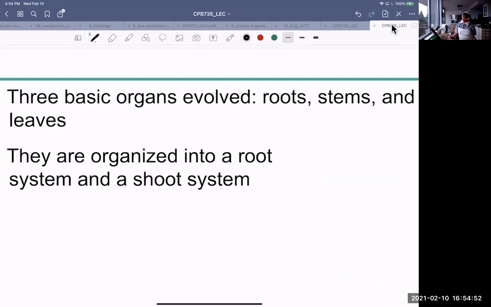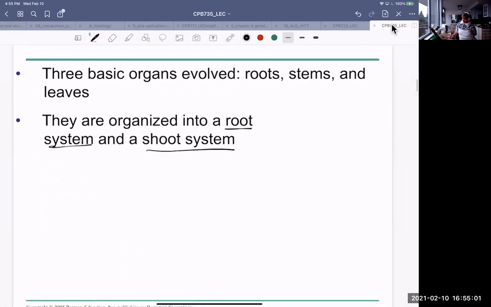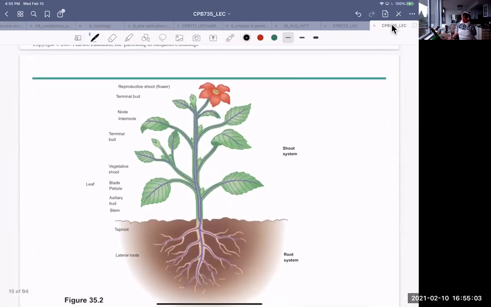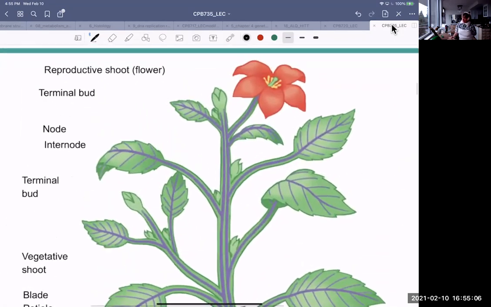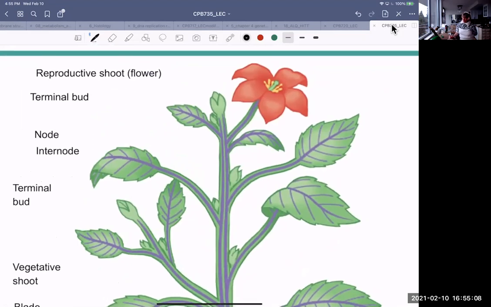So the basic organs, the root systems and leaves, are organized in what's called a root system and a shoot system. Two systems. Looking above ground at the anatomy of a plant, there's the reproductive shoot. That's the flower. A terminal bud. This is a bud that will grow a new stem.